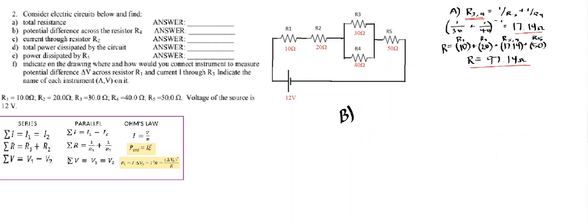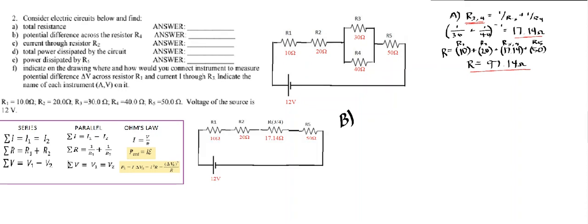Part B asks to find the potential difference across resistor R4. Since we see from our simplified circuit that everything is in series, we just need to find the total current. We can do so by using Ohm's law, and for the whole circuit, we'll use the total voltage, 12 given, over the total resistance we found in A, to get a total of 0.123 amps.